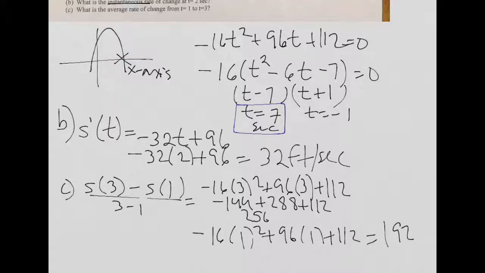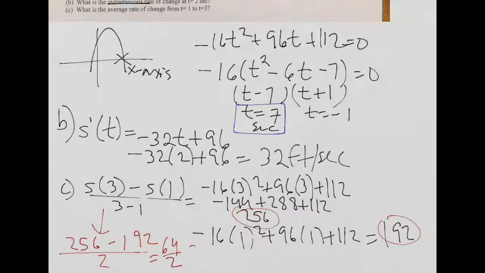So I'm going to take those two numbers and bring them over here. I'm going to have 256 minus 192, all divided by 3 minus 1, which is 2. 64 divided in half, so the average rate of change there is 32 feet per second, from 1 to 3 seconds.